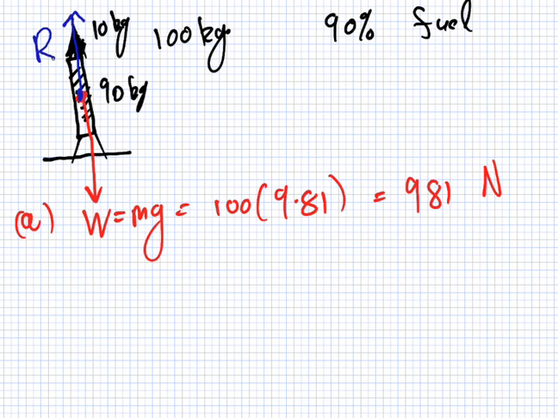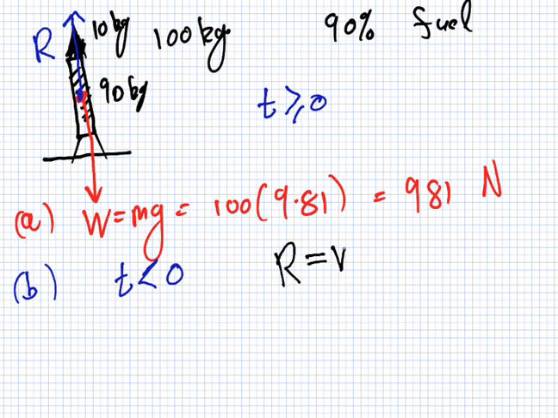Right, now the next question is, what is the reaction force? Now, it's very important. In the question I said, when t is less than 0, and I tell you the engine turns on when t equals 0. So this means that the rocket has not started yet. It's still on the ground. So when that's the case, what can we say about the reaction force? It should equal what, if it's not moving? Yeah, which is W.